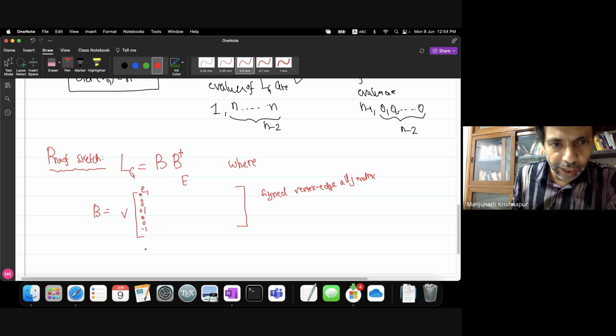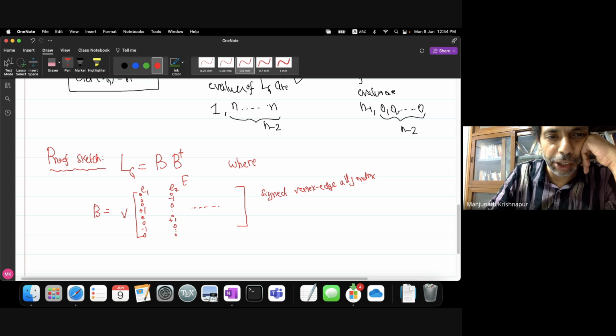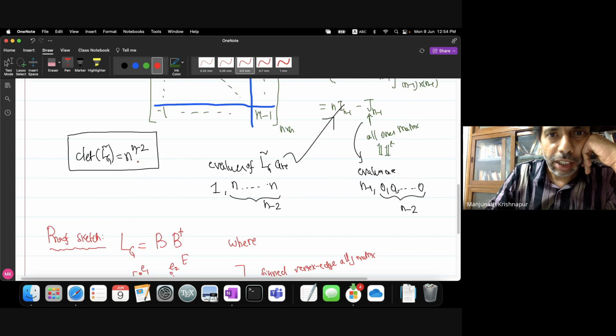Every edge has two vertices, right? So for any edge, E7 will be connecting two vertices. One of them you make +1, one of them you make -1. Okay, and like this you fill this matrix. It's a signed vertex edge adjacency matrix. It's telling you which vertices are adjacent to which edges, but there is an arbitrary plus minus chosen here. Then you can check that B times B dagger will give you exactly the Laplacian matrix as I defined it here.